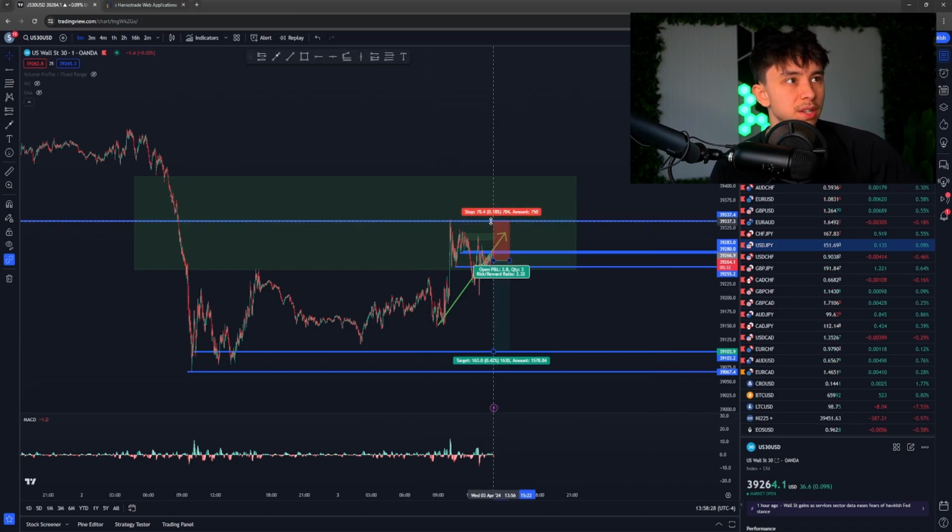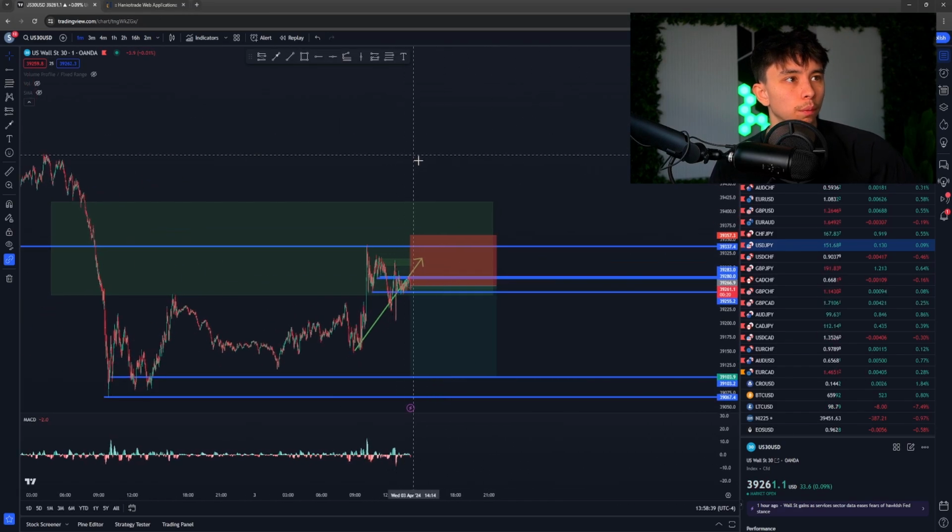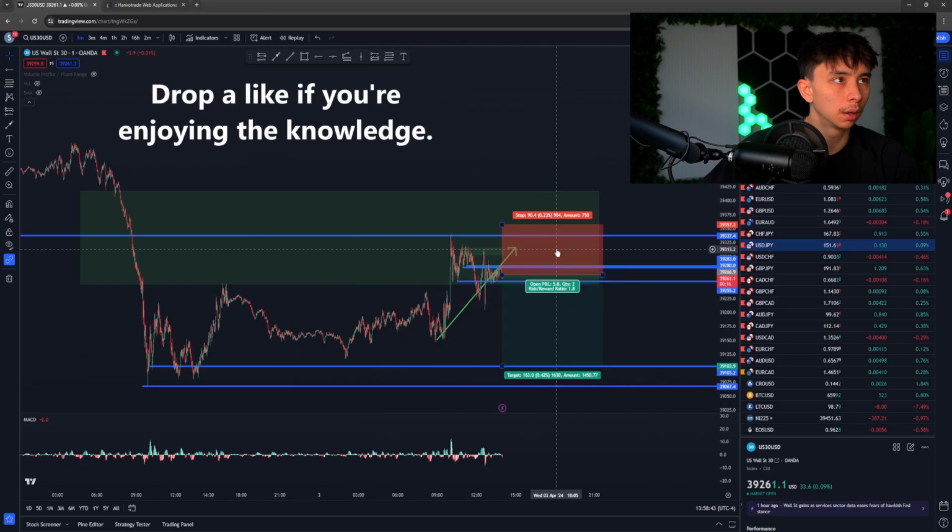So here it's about 70 pips. Since it's US30, we're going to probably add on 20 pips or so. So we're going to have about a 90 pip stop loss. This should be a nice 1.8 risk to reward ratio. We'll have that covered pretty good.